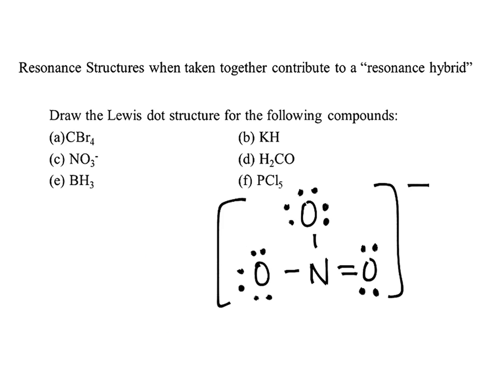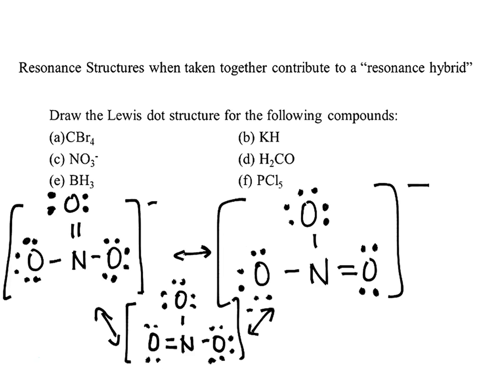As we mentioned before, I could have just as easily put the double bond on the left or at the top, that means that there are actually 3 resonance structures. The different resonance structures just have different locations of the double bond.